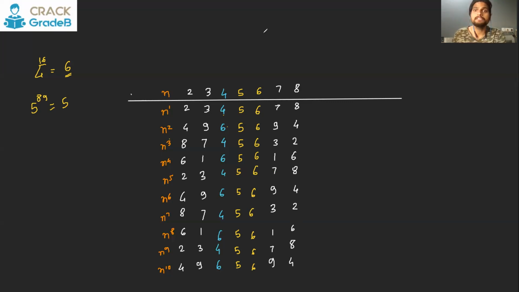And lastly comes the 9. 9 raised to power 1 is 9. 9 into 9 is 81, so 1. 1 into 9 is 9. 9 into 9 is 81, so 1. So 9, 1, 9, 1, 9, 1, 9, 1 will keep appearing. What about 0? 0 will give 0 as the end digit anyway. And 1 will also give only 1 as the end digit. So for 1 and 0, you don't have to think at all.